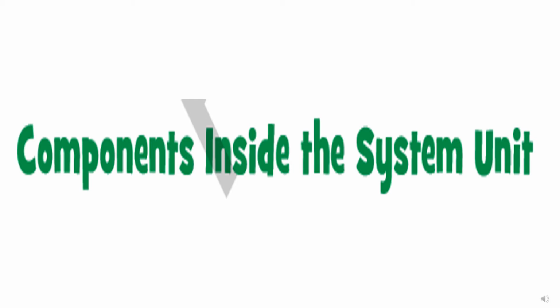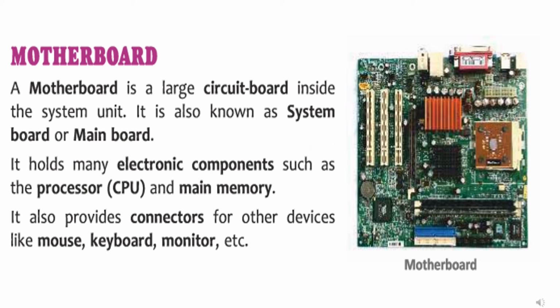Now move to components inside the system unit. Let us embark with motherboard. Children, you can see in the figure that motherboard is a large circuit board in your system unit. It is also known as board unit and main board also. It is a board which holds many electronic components like your CPU. Actually CPU is a chip which is attached on motherboard, and your main memory, RAM, etc. It also provides connection to your mouse, keyboard, monitor, etc.